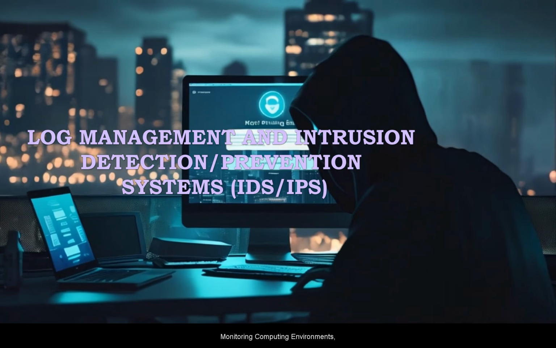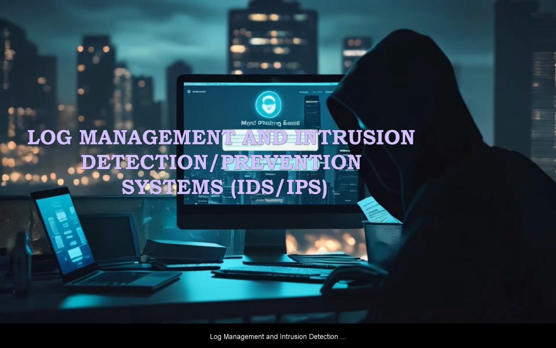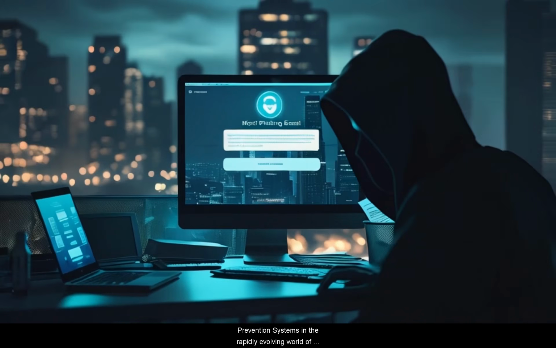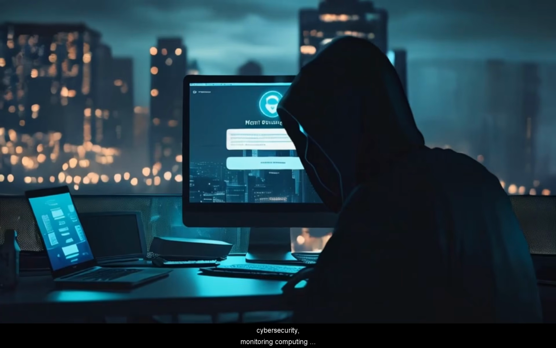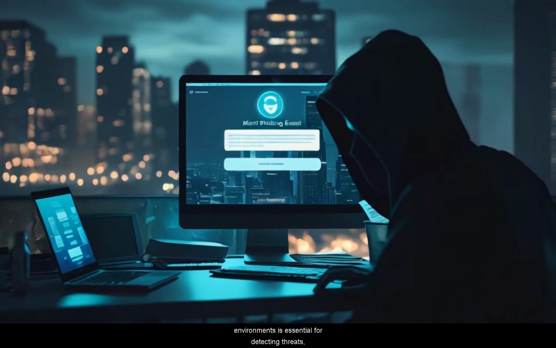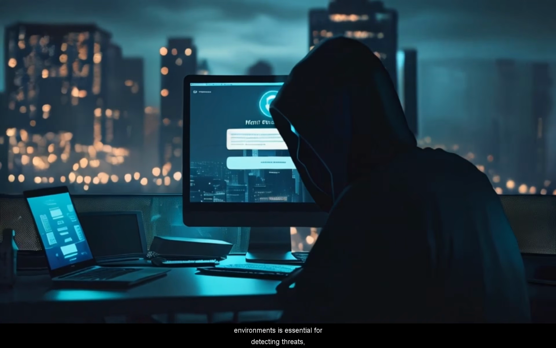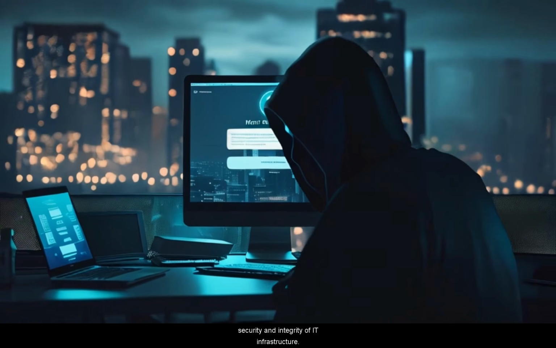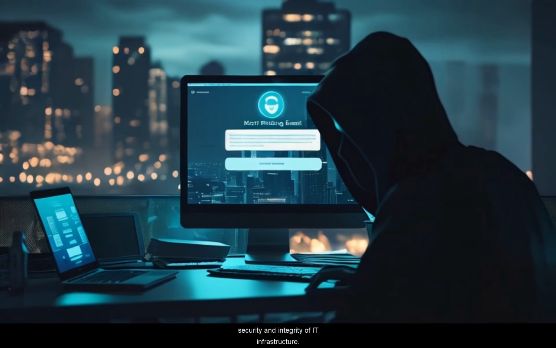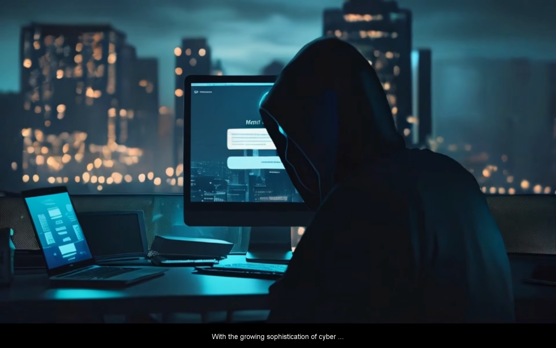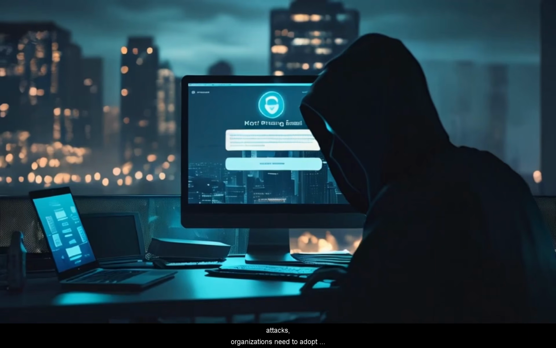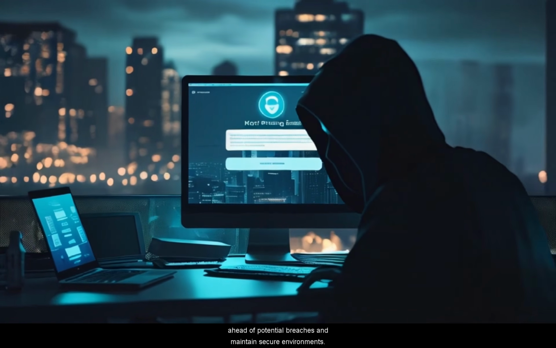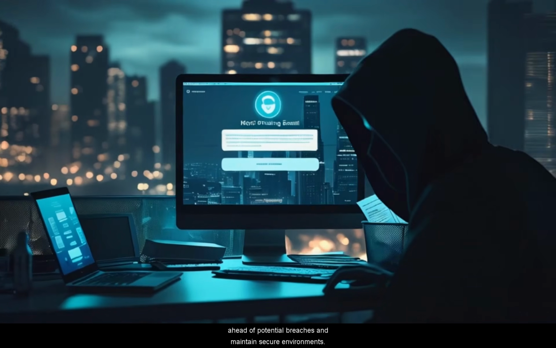Monitoring computing environments, log management and intrusion detection/prevention systems, IDS/IPS. In the rapidly evolving world of cybersecurity, monitoring computing environments is essential for detecting threats, preventing attacks, and ensuring the overall security and integrity of IT infrastructure. With the growing sophistication of cyber attacks, organizations need to adopt proactive and robust monitoring strategies to stay ahead of potential breaches and maintain secure environments.